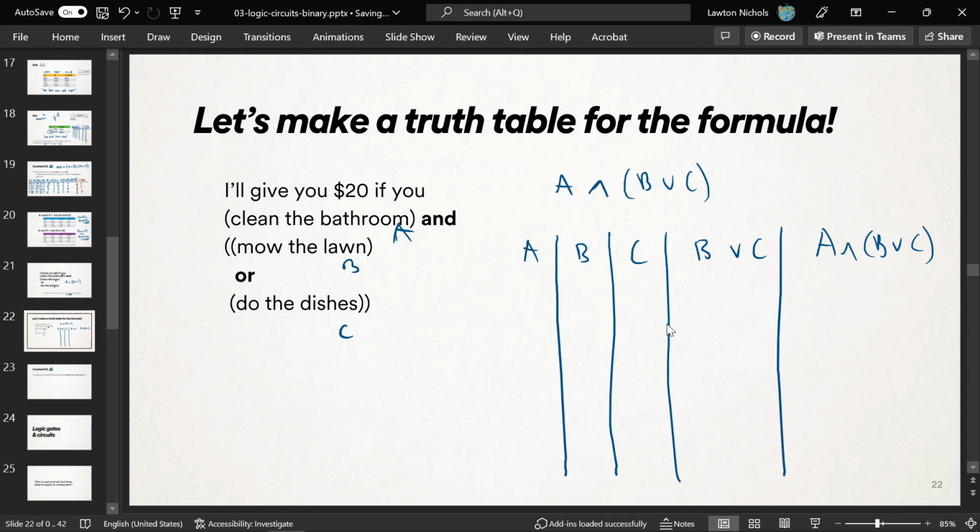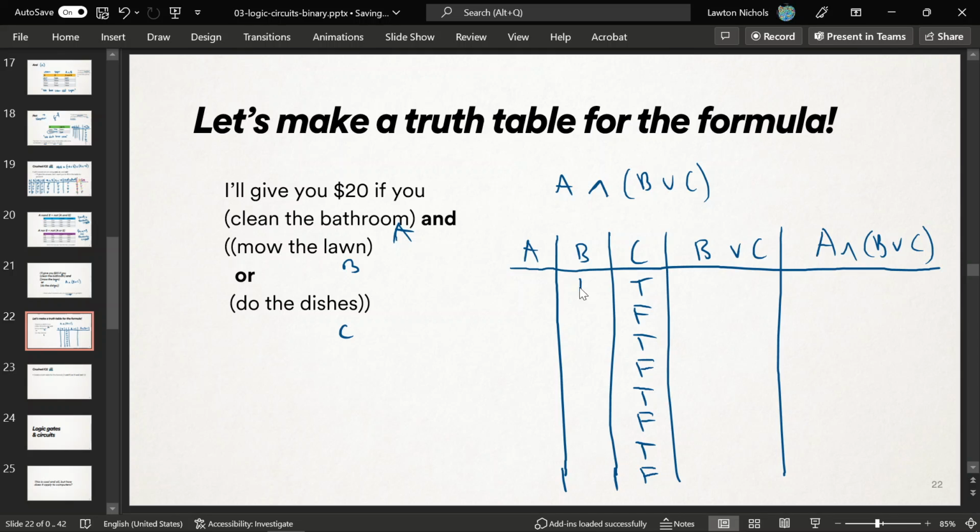So we have 8 possible outcomes for A, B, and C. And the trick for filling out all the possibilities for the variables quickly is the rightmost variable. You go true, false, true, false, true, false, true, false, until you run out of options. Because there's 3, it should be 2 to the 3, so 8 options total.